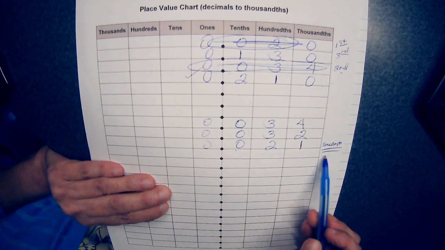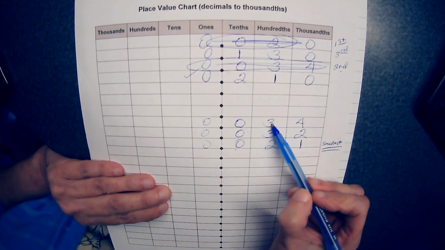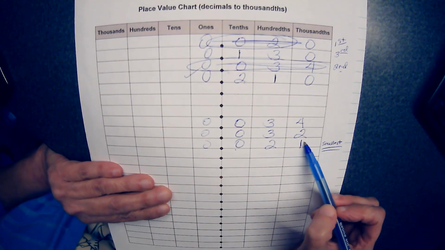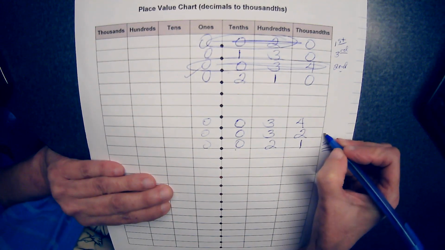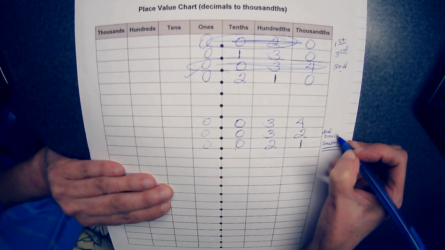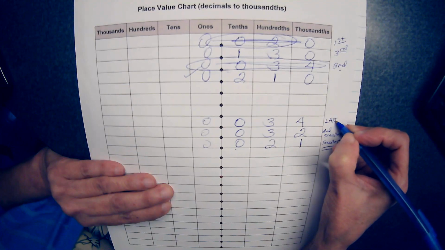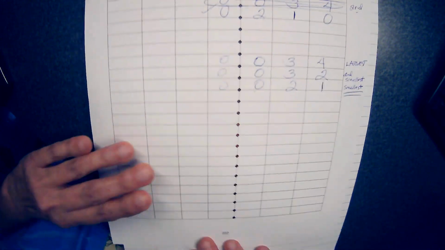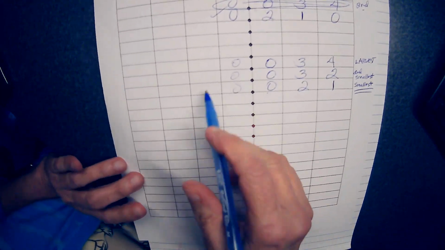Okay, so now we want to see which one is the next smallest. Well, I have a 3 here and a 3 here, so I go to my thousandths column. 2 is smaller than 4, so this will be the second smallest number. And this right here will be the largest decimal. Okay, I hope that made a bit of sense to you.